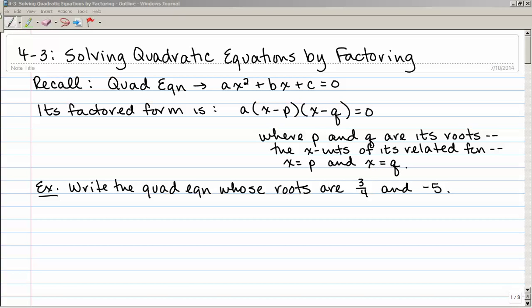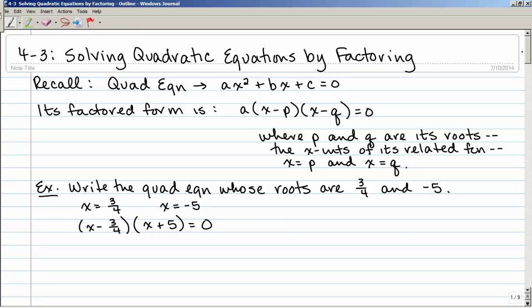So let's do a little problem where we work backwards on this. Let's write the quadratic equation whose roots are 3/4 and -5. So what does that mean? That means that x equals 3/4 and x equals -5. So to write the quadratic equation, I'm going to subtract 3/4 on both sides, and add 5, and make that equal to 0. That's my quadratic equation there.